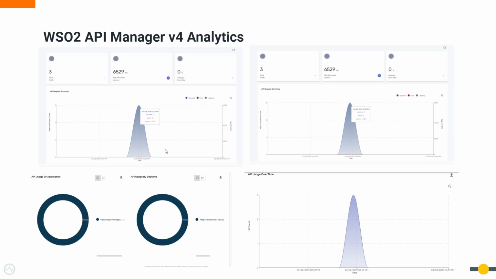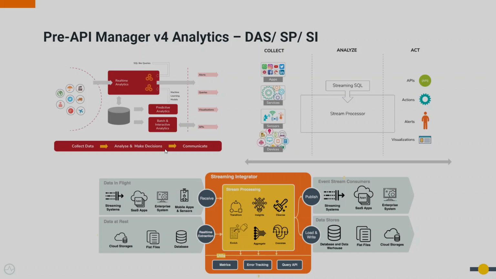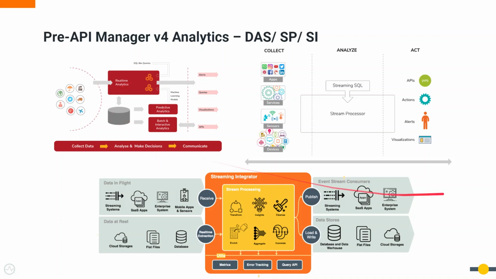Before we talk about API Manager 4.0 release, let's take a look at what we had before so we can get some old terminology out of the way. WSO2 Analytics platform went through a number of changes. All the versions prior to API Manager 4.0 release only supported on-premise deployments. WSO2 Data Analytics Server, DAS, WSO2 Stream Processor, SP, and WSO2 Streaming Integrator, SI, are the underlying platforms that provided the analytics capabilities before.